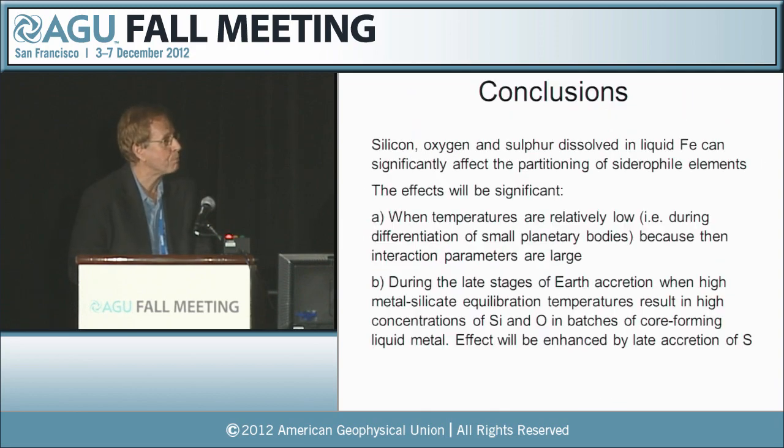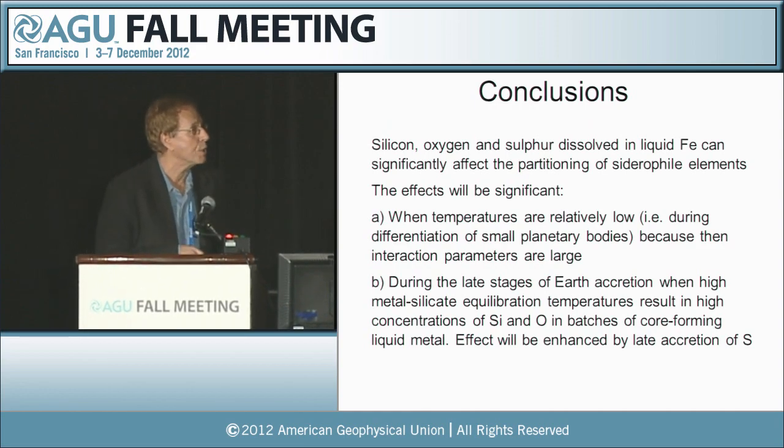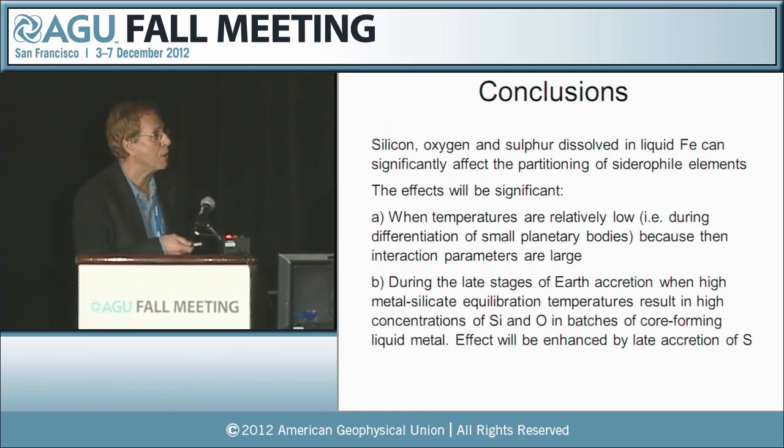So in conclusion, silicon, oxygen, and sulfur dissolved in liquid iron can significantly affect siderophile element partitioning, and two scenarios where the effect will be significant are during the differentiation of small planetary bodies, when temperatures are low and interaction parameters are large, and in the late stages of Earth accretion, when we have high temperatures and high concentrations. So, thank you.